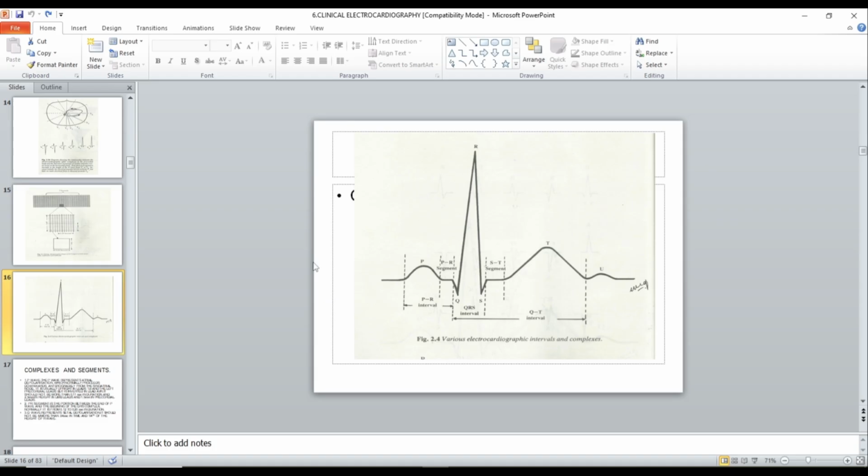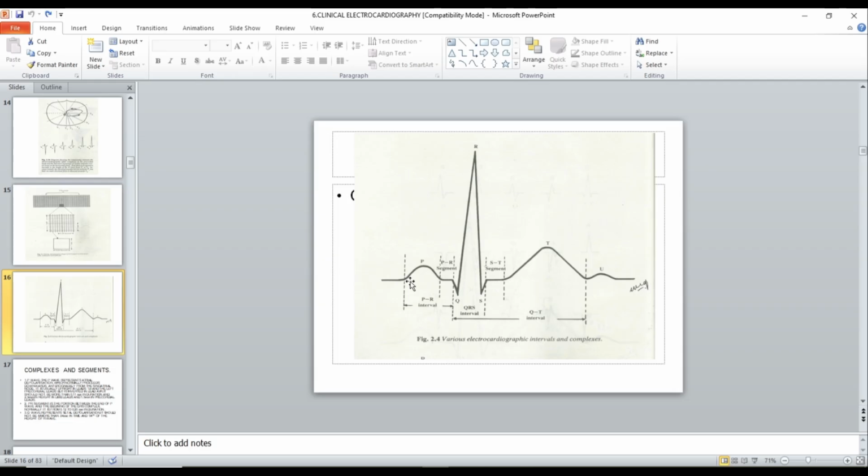Now talking about the normal electrocardiogram, the first elevation is the P wave, which is due to depolarization of the atria. Then comes the Q wave, which is due to depolarization of the interventricular septum. Then R and S, which are due to depolarization of the ventricles. It is followed by another wave, the T wave, which is due to repolarization of the ventricles. Then the U wave, which is repolarization of the Purkinje fibers.